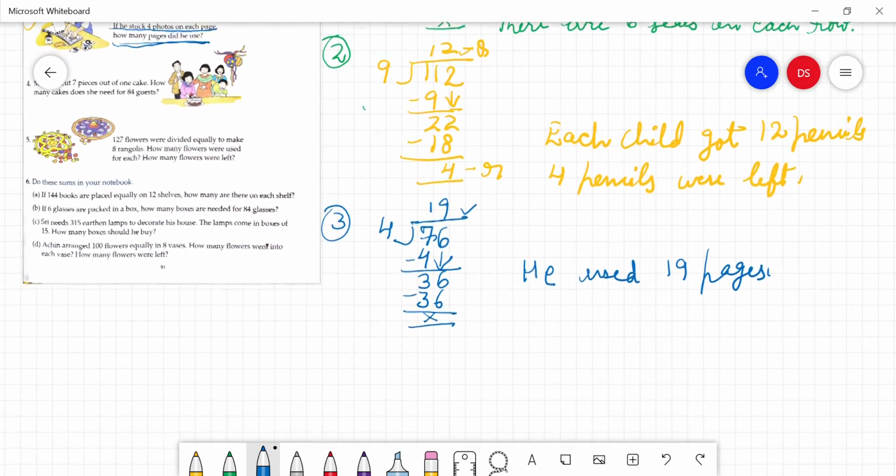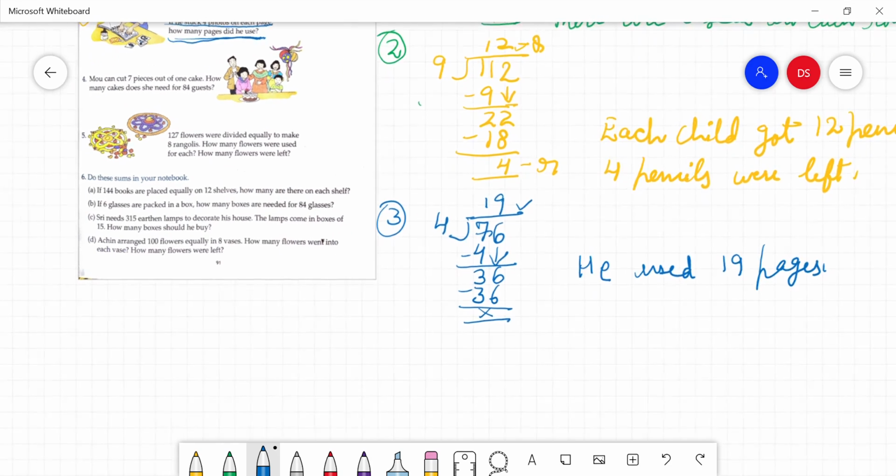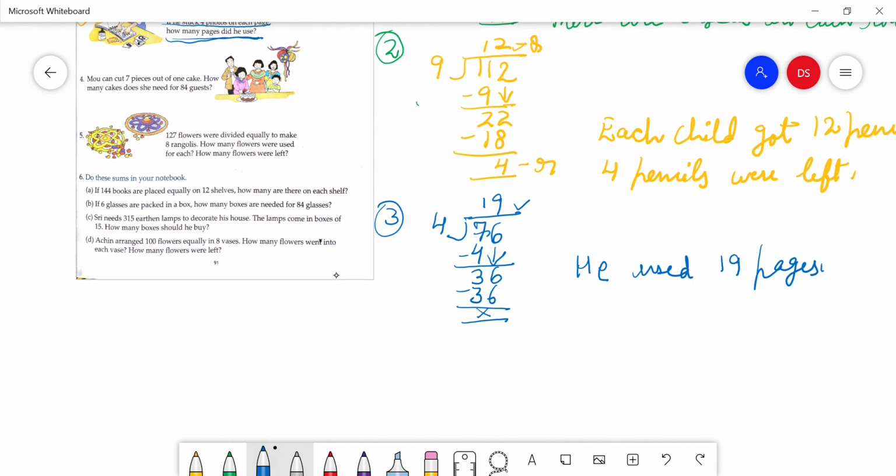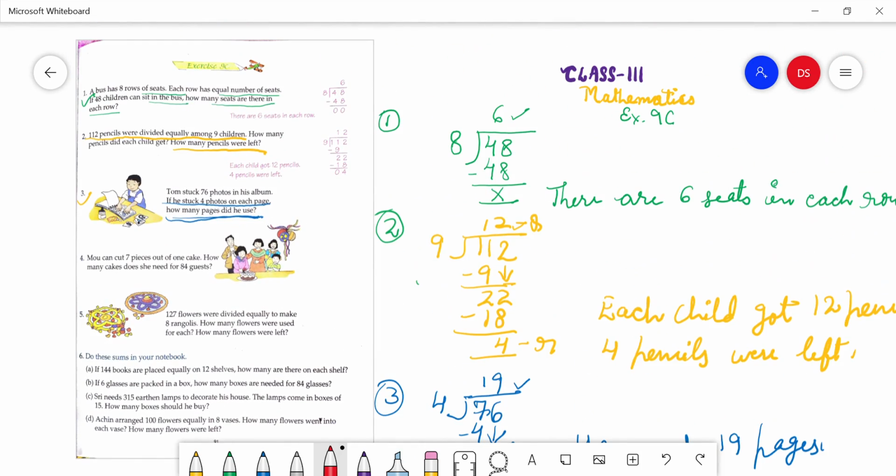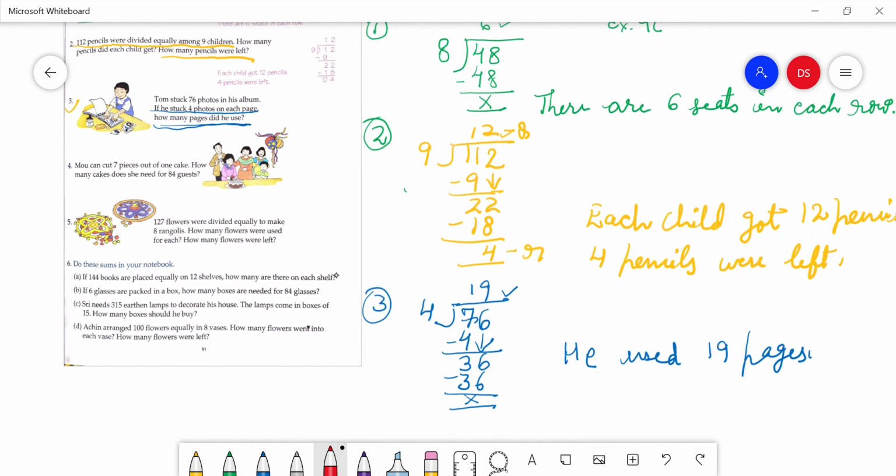Now we have the next question. Question number 4. Question is, Mao can cut 7 pieces out of one cake. There is a person, there is a child Mao. He has a cake and out of one cake he can cut 7 pieces. How many cakes does she need for 84 guests? There are 84 guests in the party and from one cake they are cutting 7 pieces. So how many cakes are needed for 84 guests?